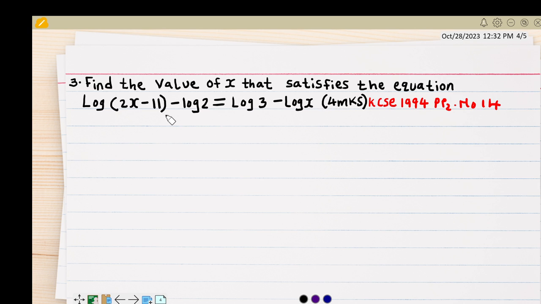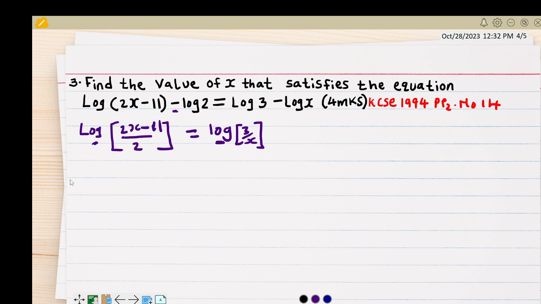So we simply apply the laws of logarithm that whenever you subtract, you have to divide. So this will be the logarithm of 2x minus 11, divided by 2, because we are subtracting. Then this should be equal to the logarithm, again we are subtracting, so we divide, of 3 over x. Once you remain with one logarithm on the right hand side and the left hand side, you simply drop the logarithm to base 10, so that you remain with 2x minus 11 over 2 being equal to 3 over x.